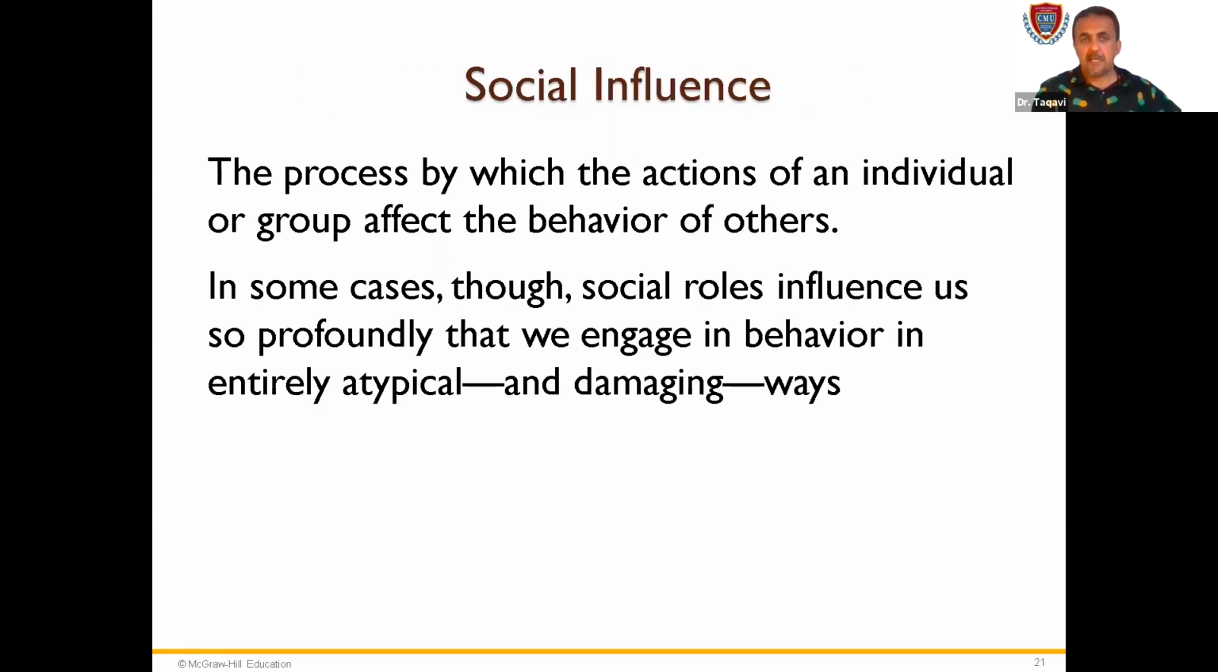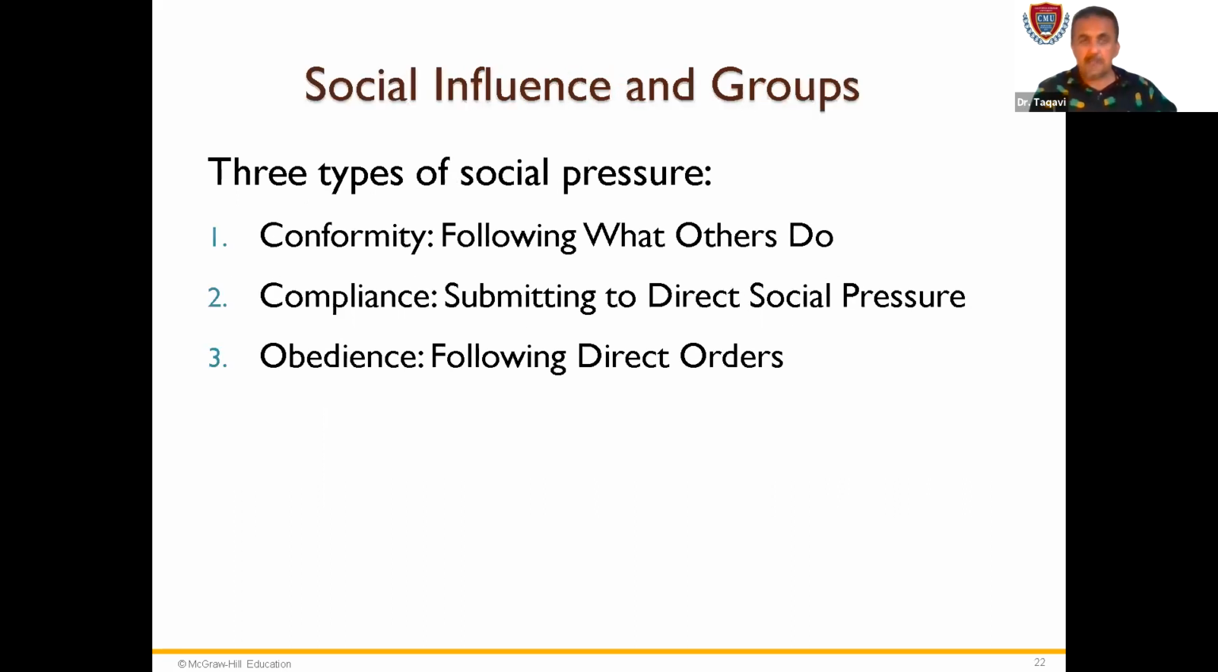Social influence is the process by which the actions of an individual or group affect the behavior of others. So, we are talking about influence, we are talking about effect: one on a group, group on one, group on group. In some cases, social rules influence us so profoundly that we engage in behavior in entirely atypical and damaging ways. We damage everything because of social influence, sometimes, not always.